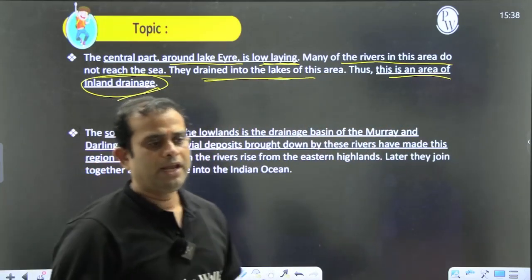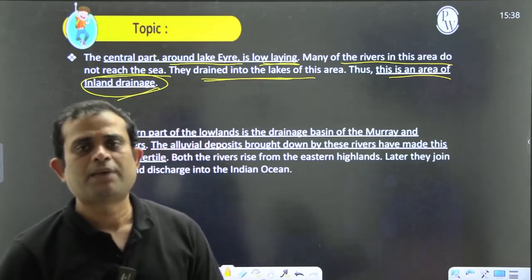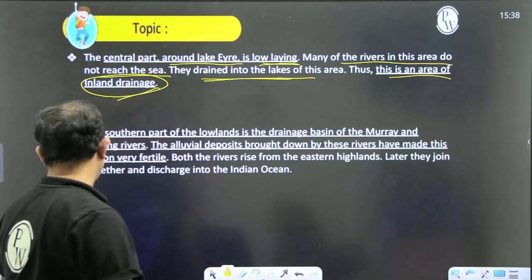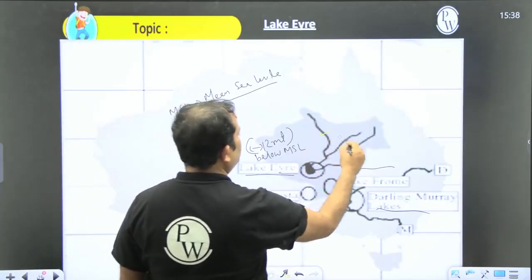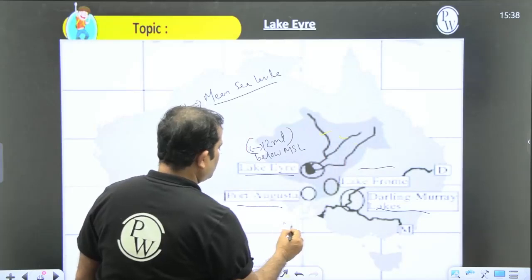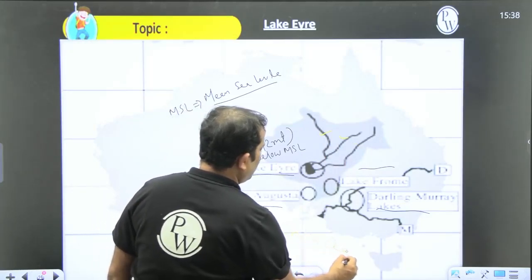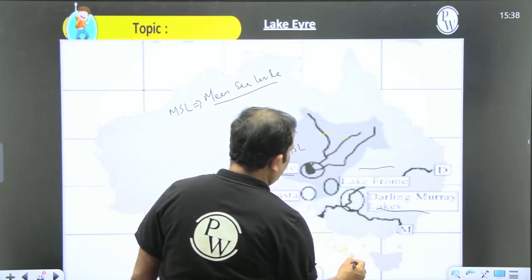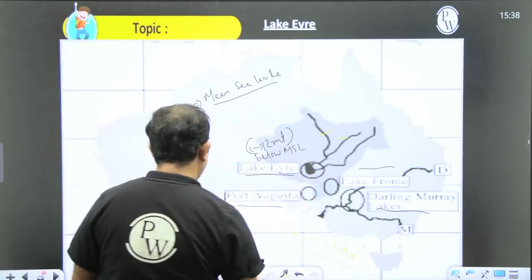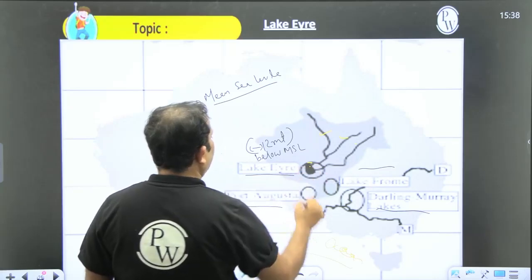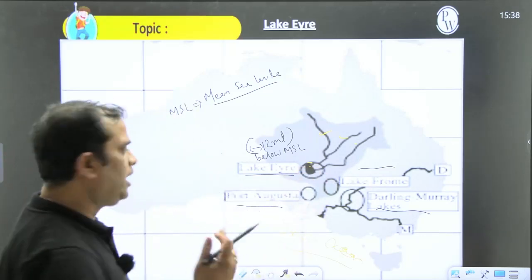Like the Luni River in India, which is inland drainage. It is the same thing here: many rivers that do not drain to the sea. Here you have the Indian Ocean or Southern Ocean, and they do not drain into it. Rather, they drain into Lake Eyre.